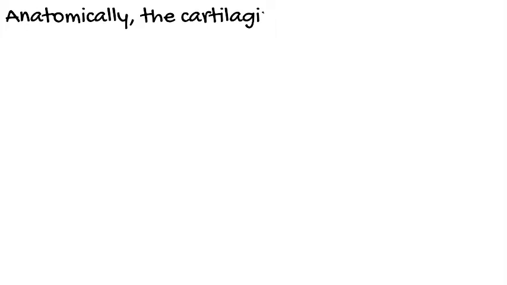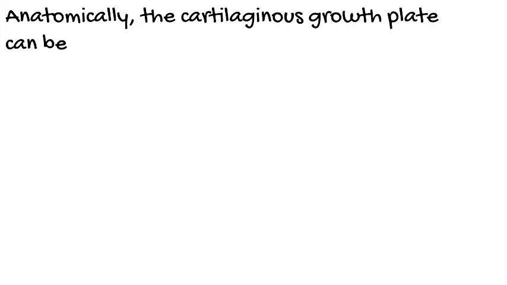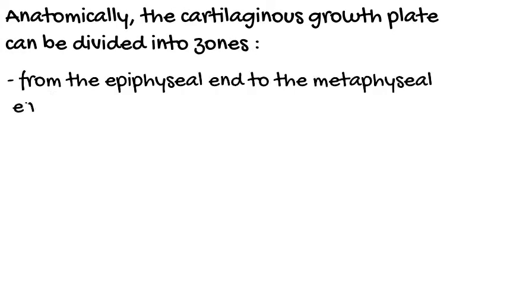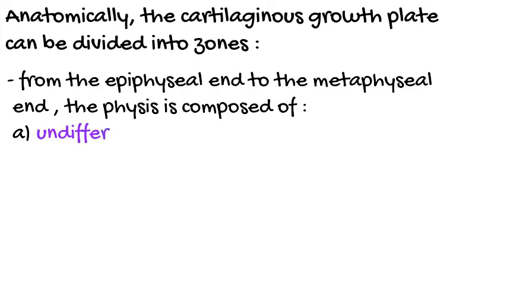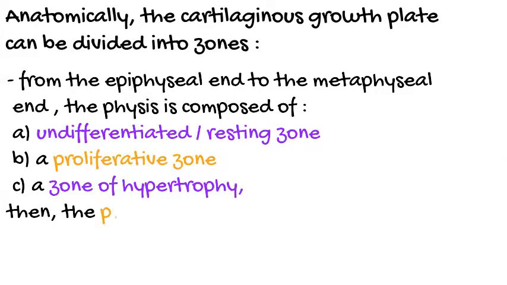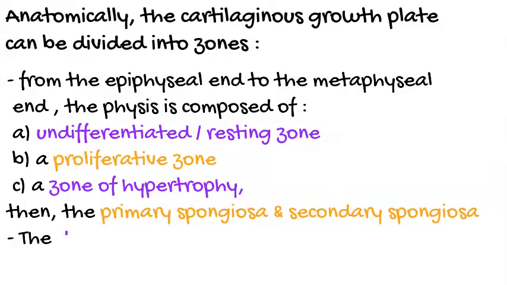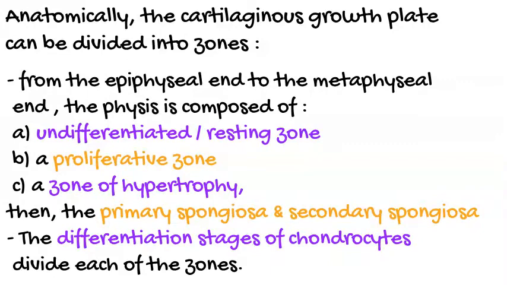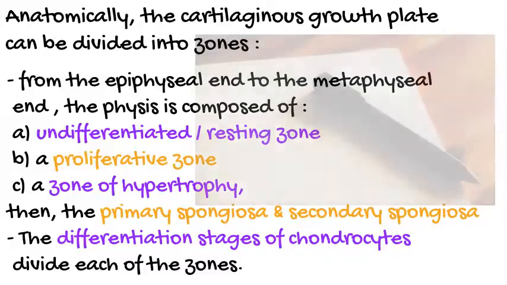Anatomically, the cartilaginous growth plate can be divided into certain zones. From the epiphyseal end to the metaphyseal end, the physis is composed of A, an undifferentiated or resting zone, B, a proliferative zone, and C, a zone of hypertrophy. Then the primary spongiosa and secondary spongiosa itself. The differentiation stages of chondrocytes divide each of the zones.